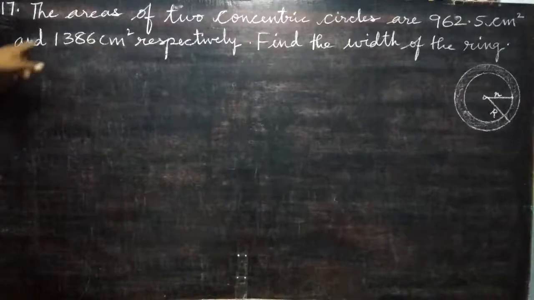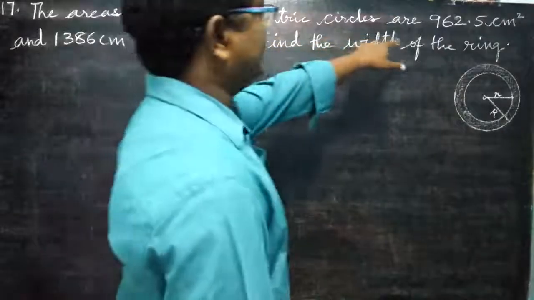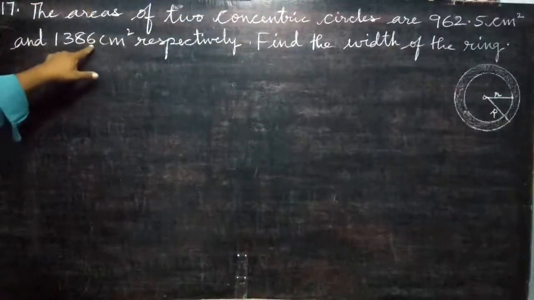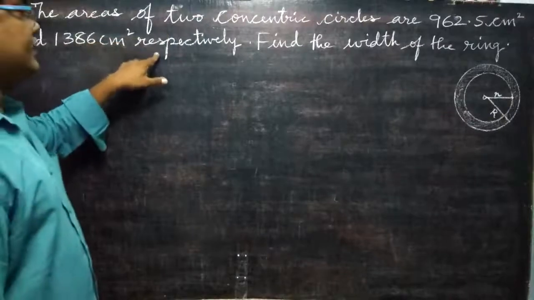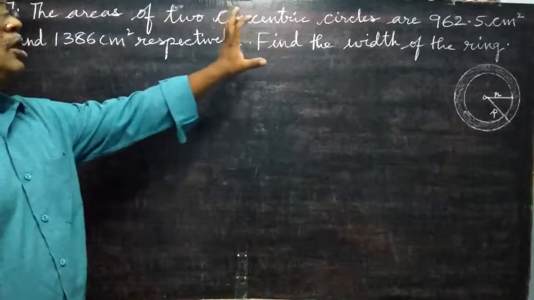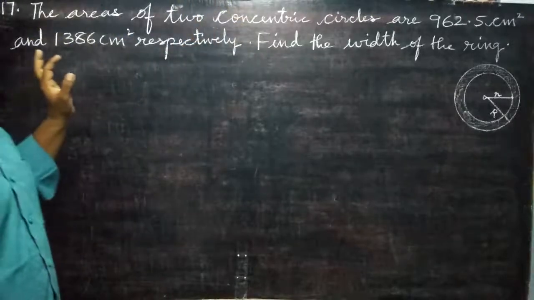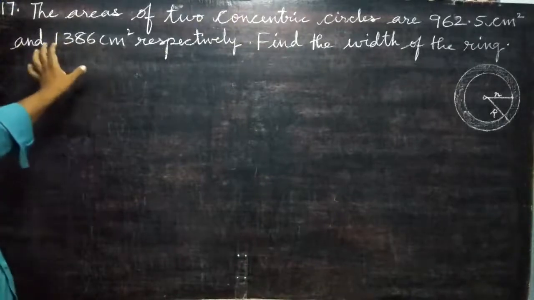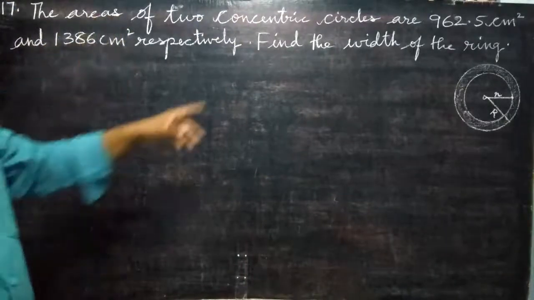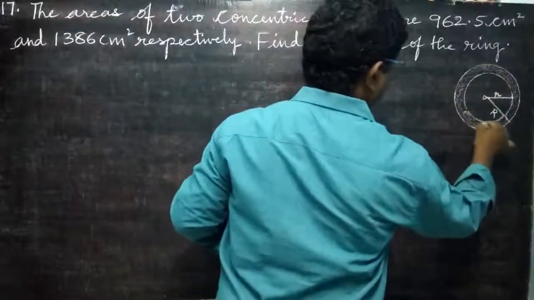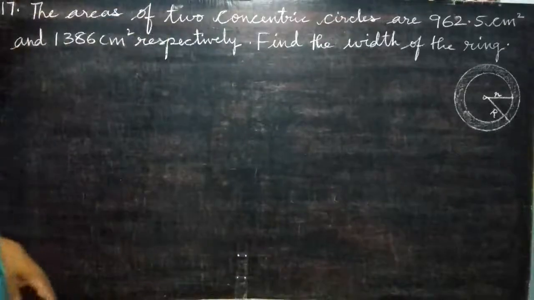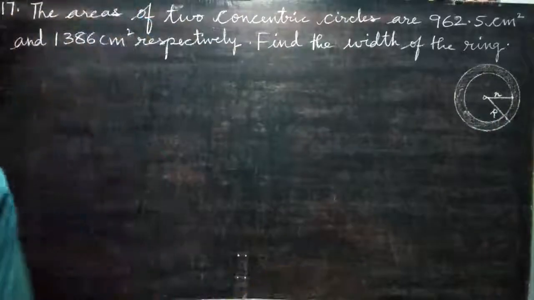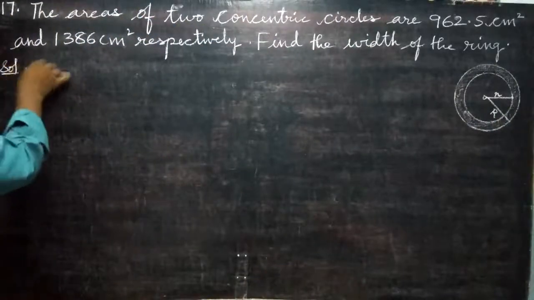17th problem. The areas of two concentric circles are 962.5 centimeter square and 1386 centimeter square respectively. Accordingly, the smaller circle's area is 962.5 and the larger circle's is 1386 centimeter square. Find the width of the ring. The shaded one is the width that we have to find. These are called concentric circles, having a uniform path. Now the solution is given.